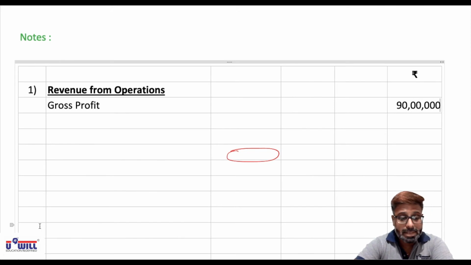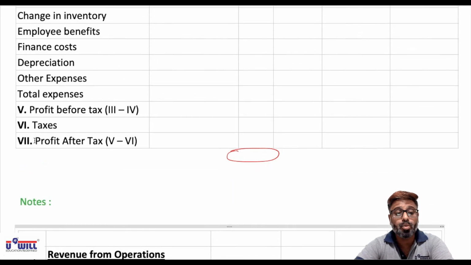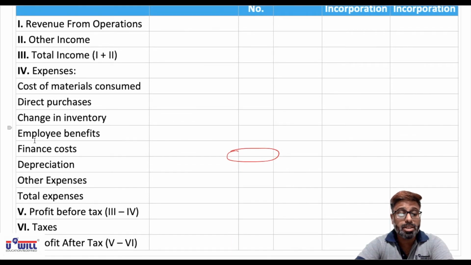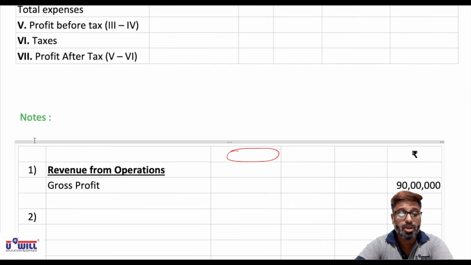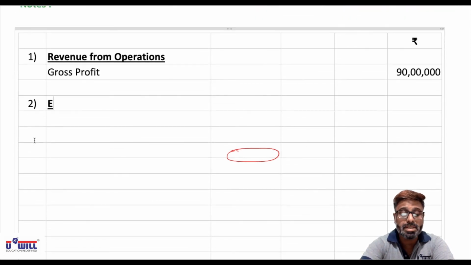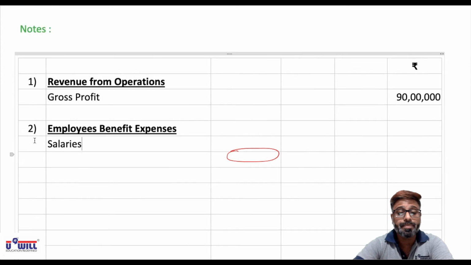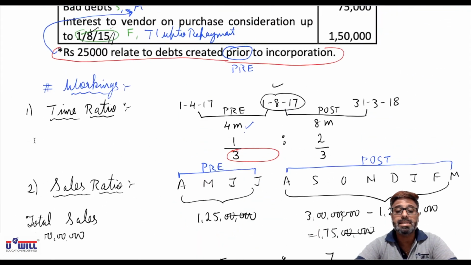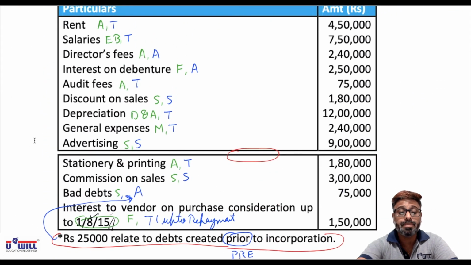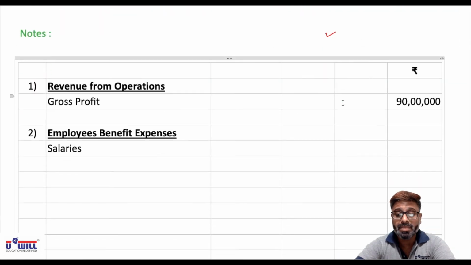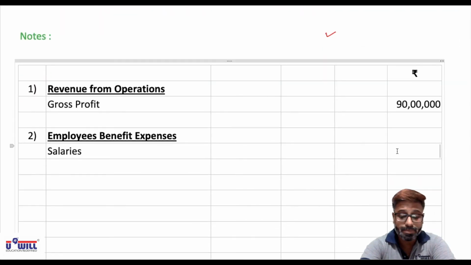Then second note will be after revenue from operations. Other incomes we don't have. Cost of material consumed, direct purchases, change in inventories we don't have. So directly employees benefit. And employees benefit expenses, we have salaries. So you all can see we have marked it in green as EB. What are salaries? 7,50,000. Okay, 7,50,000 directly in the last column.